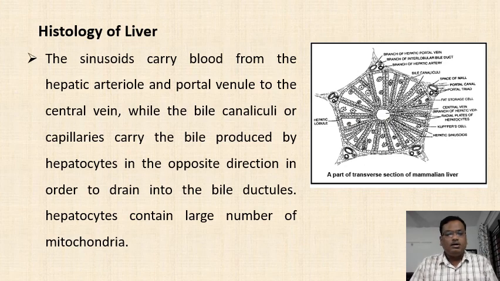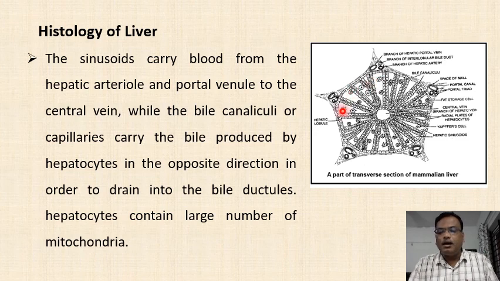Now the sinusoids, this is what we have to understand. Sinusoids carry blood from the hepatic arteriole and portal venule to the central vein, while the bile canaliculi or capillaries carry the bile produced by the hepatocytes in the opposite direction in order to drain into the bile ductules. And hepatocytes contain a large number of mitochondria, which we already discussed. Now what is this point? Sinusoids carry blood from the hepatic arteriole and portal venule to the central vein.